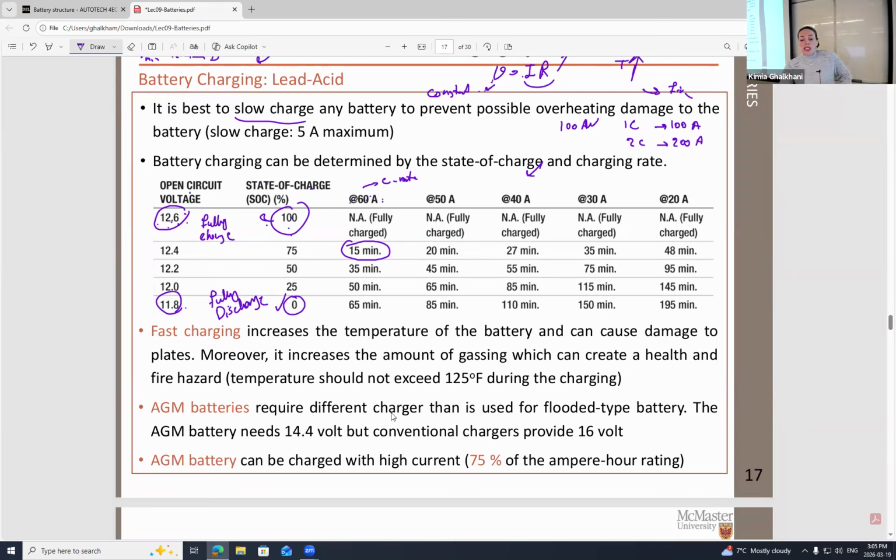AGM batteries do need a different charger. What was the AGM battery? Their electrolyte was fiberglass. I introduced it last session. They do have a fiberglass electrolyte. For them, we do need a different charging system.